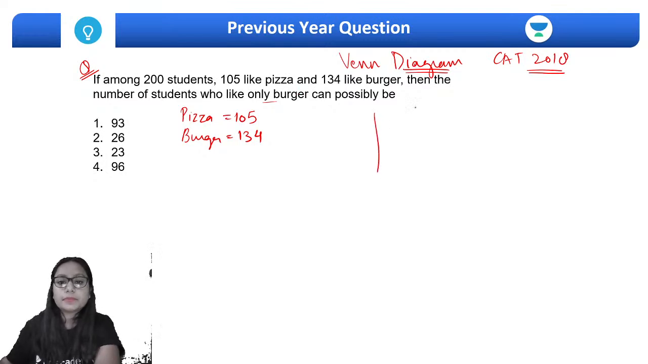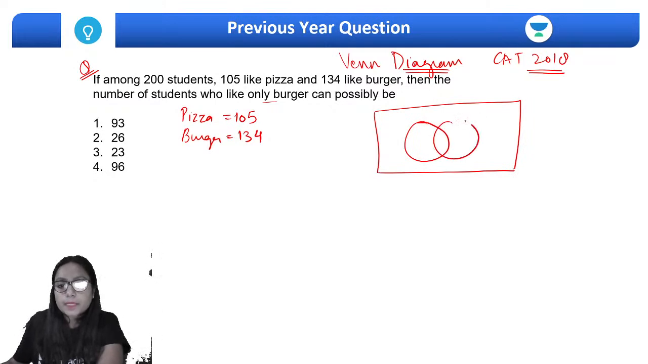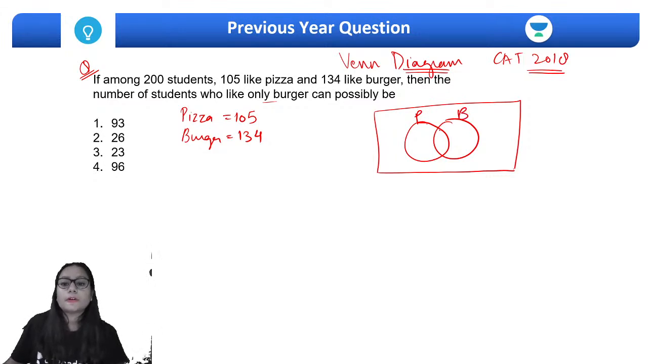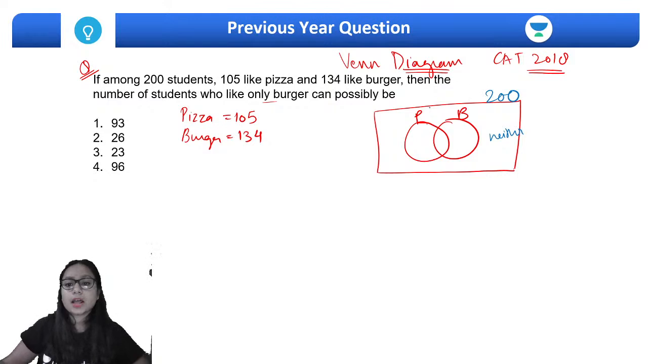So let us try to draw the Venn diagram. Let us take that this circle denotes the people who like pizza and this is for burger. So the common area denotes the number of people who like both pizza and burger. Total number of students are 200 and let us take the number of students who like neither here. So for pizza we have 105 and for burger we have 134. So we have to find the number of people who like only burger.